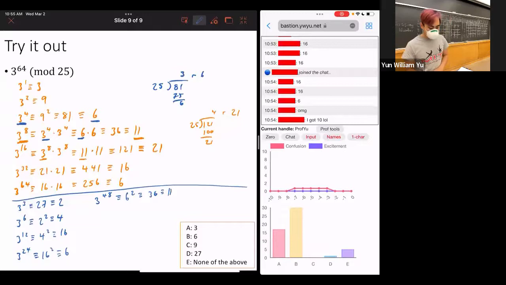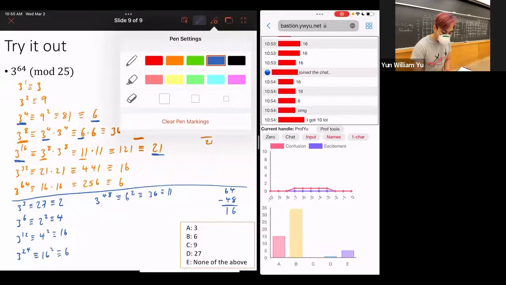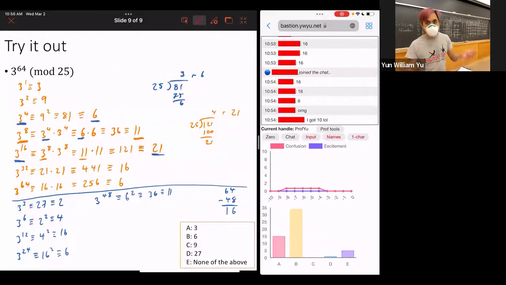So how many more copies of this do I need? I need another 16 copies, right? Is that right? 64 minus 48 is 16, right? So remember, we have this fact here, 3 to the 16 is equal to 21. And so this is going to be slightly complicated, which is why I will suggest doing doubling as your initial guess. But so 3 to the 64 is equivalent to 3 to the 48 times 3 to the 16, right?